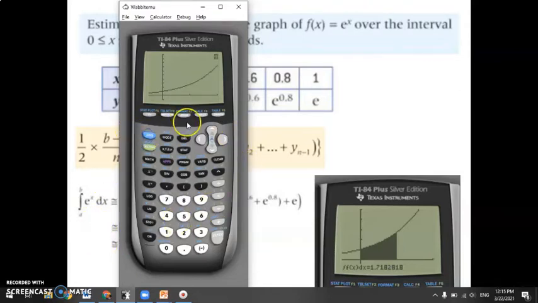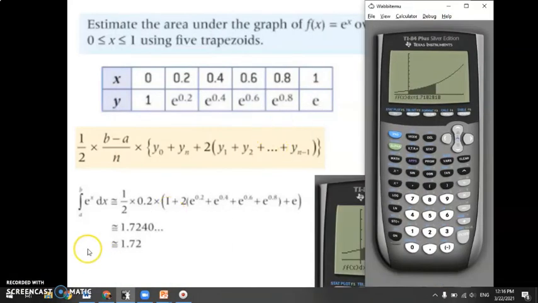So now I'm going to do second calc. Integral is number 7. I want an integral lower limit of 0, upper limit of 1, run the integral. There it is, and that area confirms. And look how close it is to that area there. That's amazing. Our approximation was close.